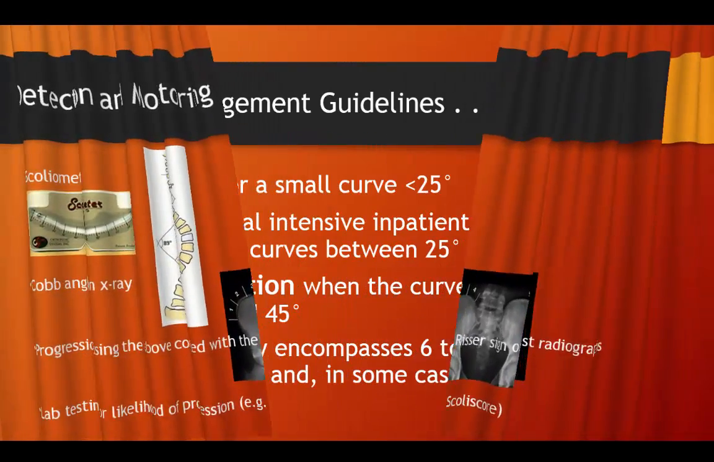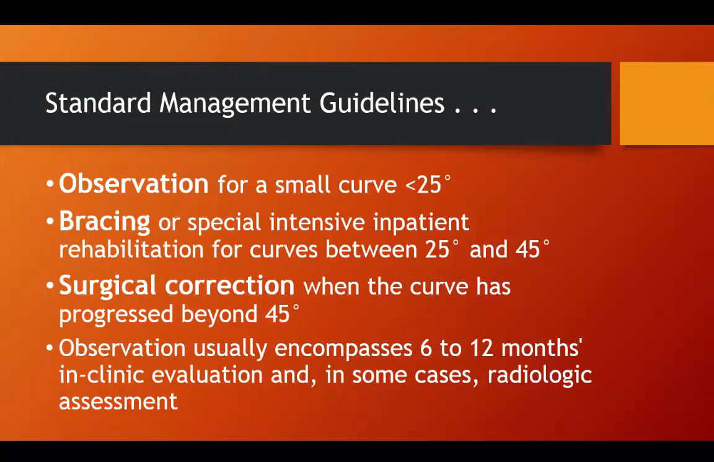Now to management. As a reminder, there are standard management guidelines for AIS. Observation is recommended for small curves less than 25 degrees. Bracing or special intensive inpatient rehabilitation for curves is recommended for those between 25 and 45 degrees, and surgical correction is recommended for curves that have progressed beyond 45 degrees.